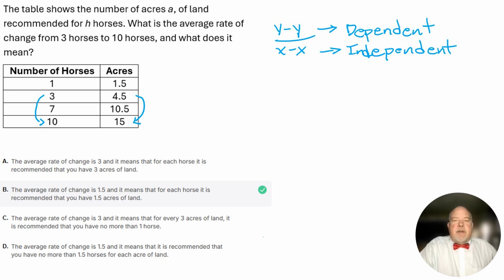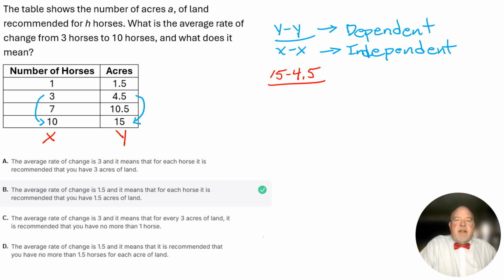So let me label this. I'm going to call this my y, or the dependent variable, and this is my x. So that's what we will need to do. We want to take the change in the acres over the change in the number of horses. So all I'm going to do is subtract these. So I'm just going to do 15 minus 4.5. And you have to be careful now.